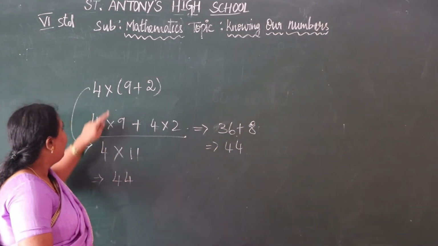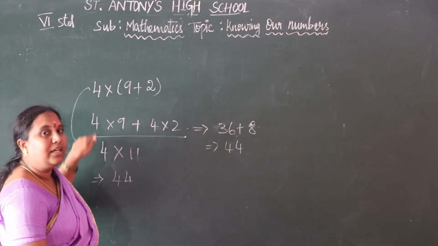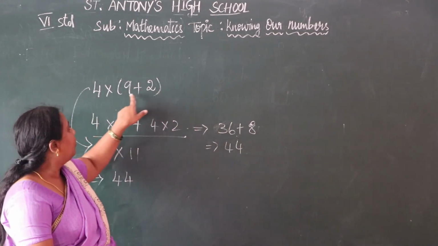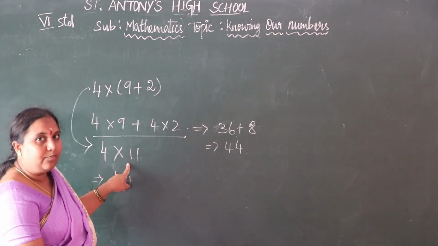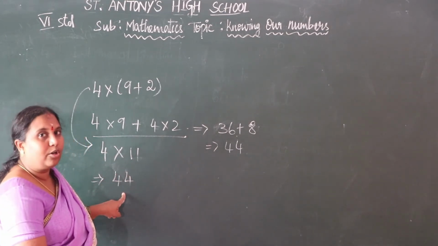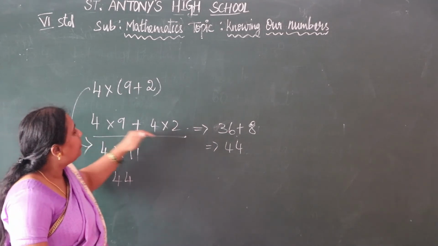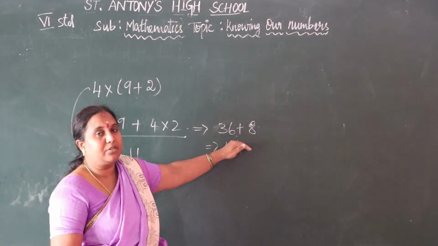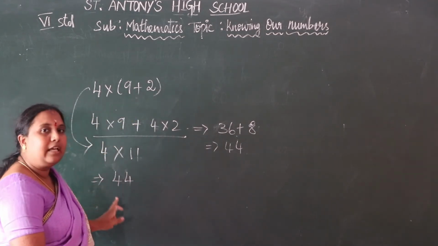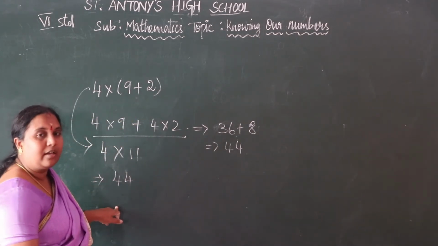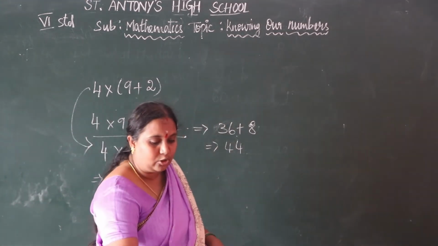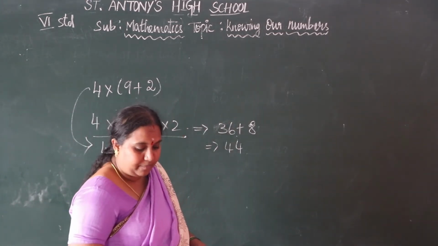So here also by using brackets we are doing easy steps. 4 into 9 plus 2, so 9 plus 2 we are getting 11. So 4 into 11, 44. By doing the multiplication like this we also get the same answer, but using brackets it is easy to calculate. Understood, children? Next we move on to another topic, that is removing brackets.